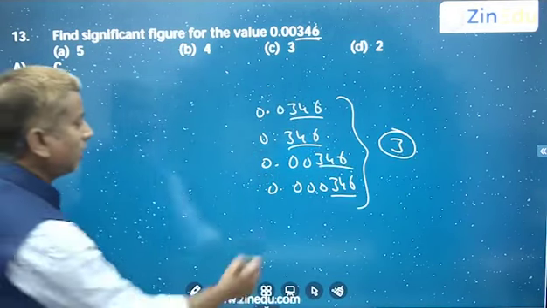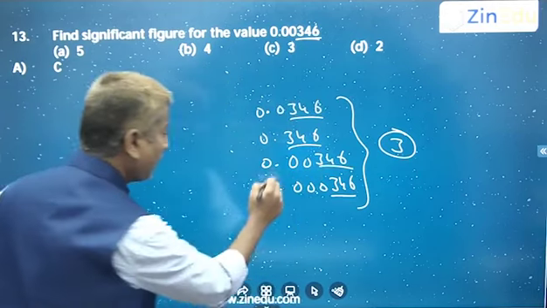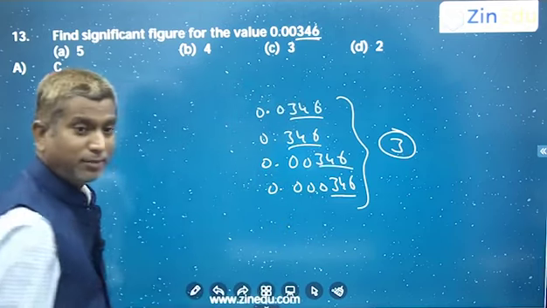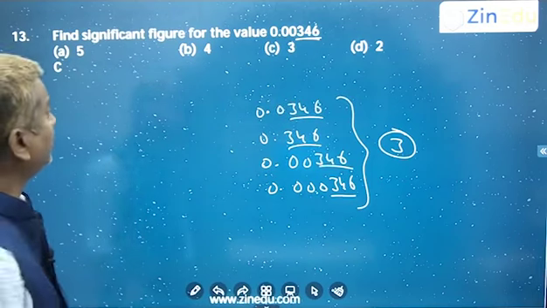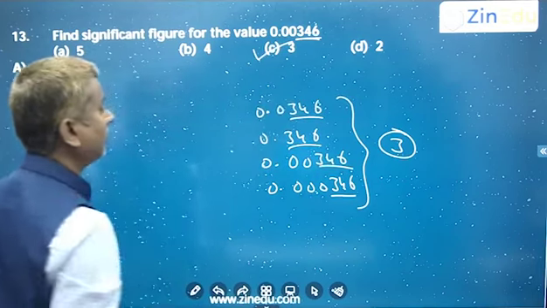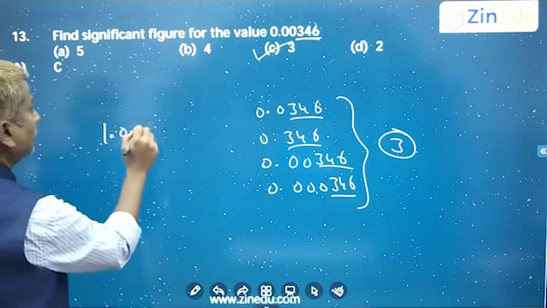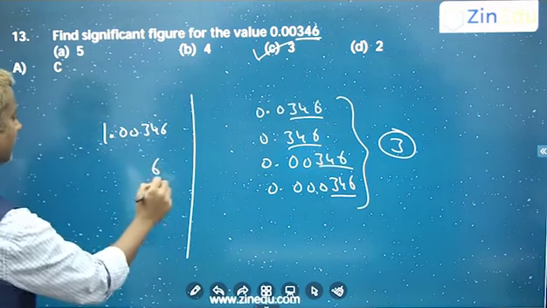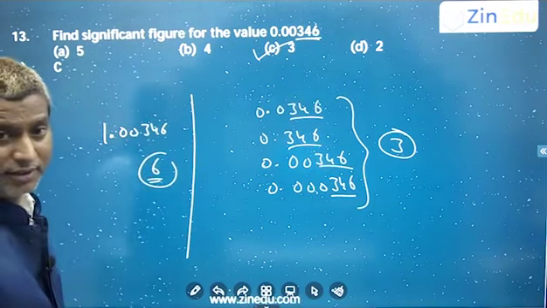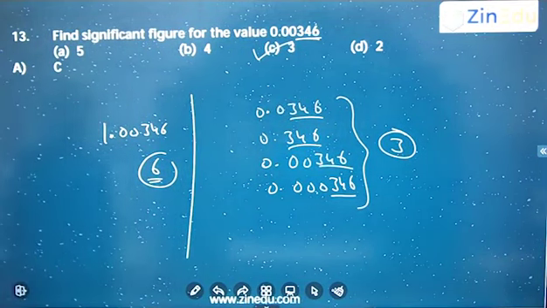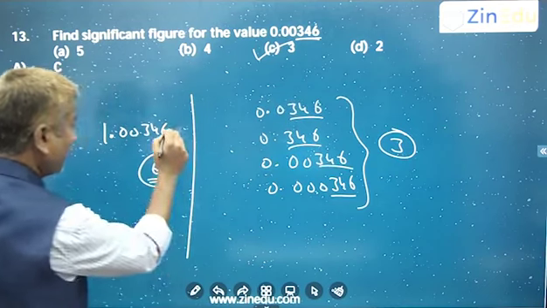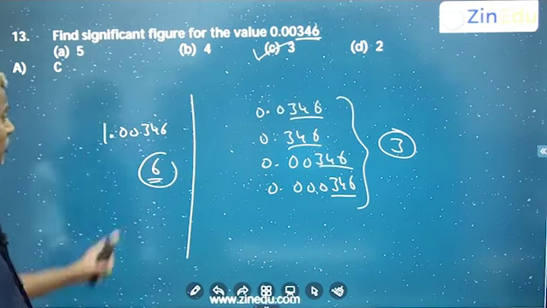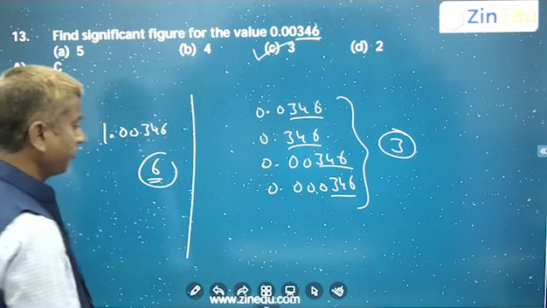But if you have 1 here, then these zeros will carry significance only if you have 1 before the decimal. So in this question, 3 is the answer. Suppose you are having 1.00346, then the total number of significant digits is 6. Then these zeros will carry significance. And even if you put one more zero here, that also will carry significance. That time you will get 7. Fine? So that is what you know in significant digits. Next.